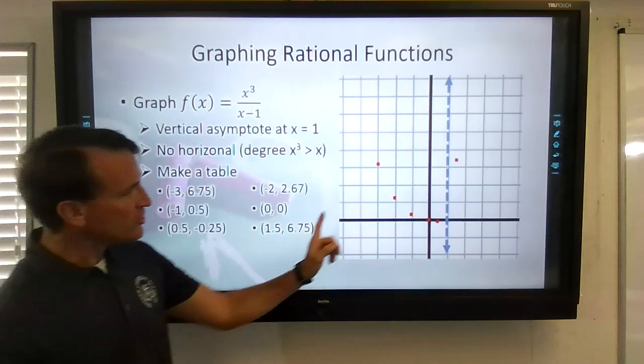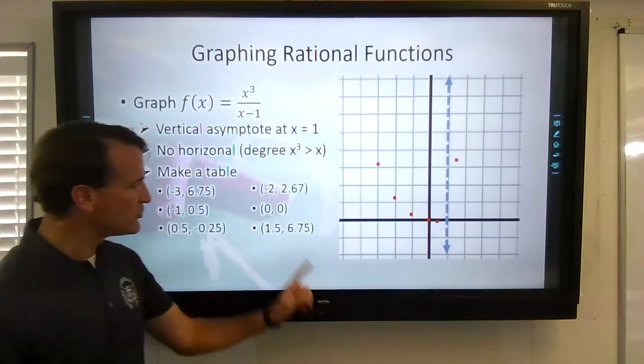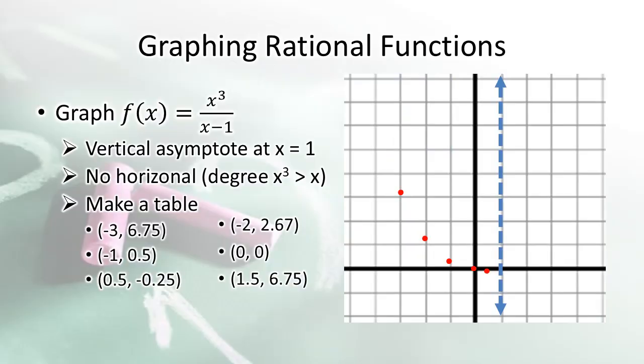I'm going to now jump across my asymptote and use 1.5. When I plug in a 1.5 for my x, I get 6.75 for my y value. So we're right back up here at 6.75. When I plug in a 2, I get an 8 as my output, so I plot 2, 8. And then 3, 13.5. So when I plug in a 3, I get 13.5.